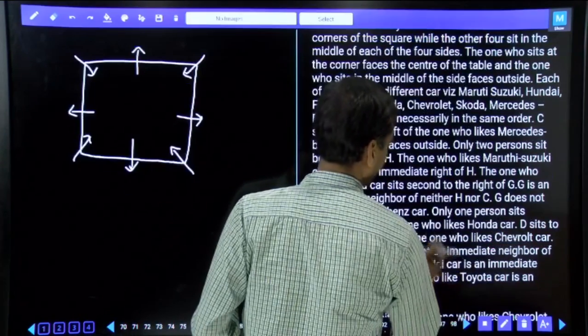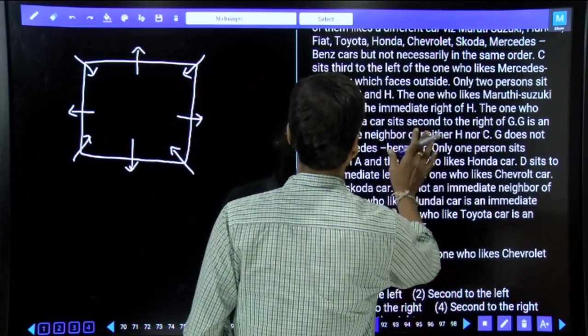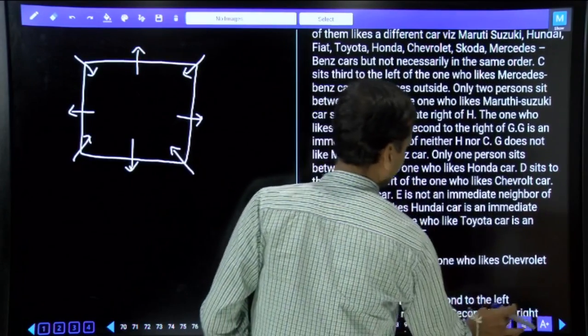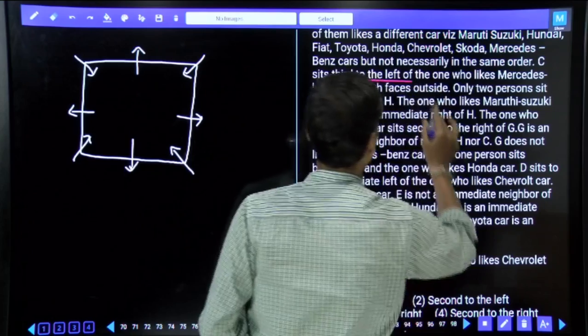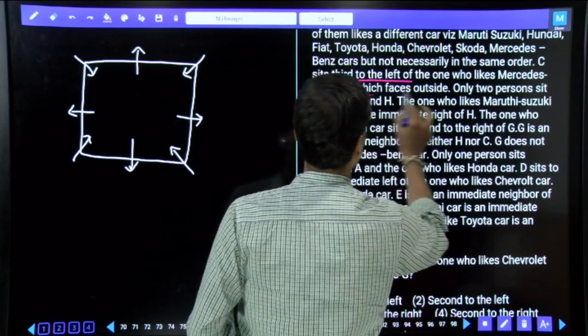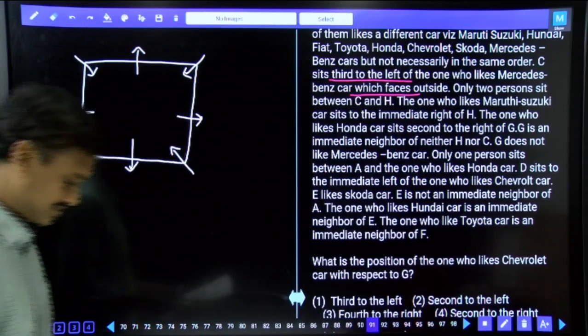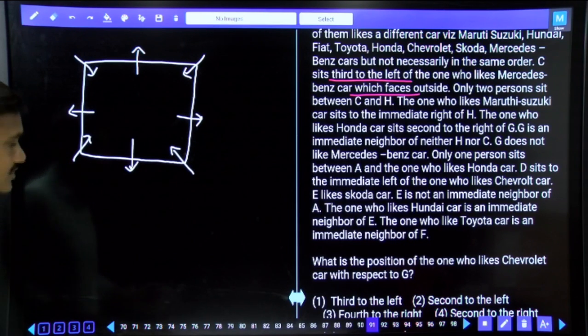And each one of them likes a different car as well. Now coming to condition number 1, C sits out to the left of the one who likes Mercedes. Mercedes faces outside. First we need to fix here.